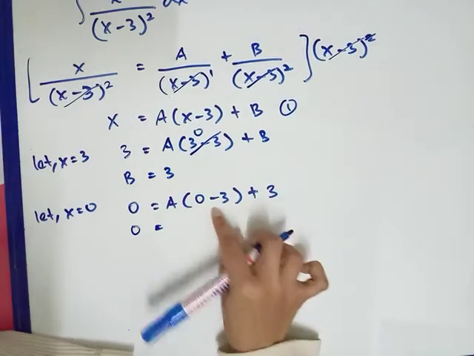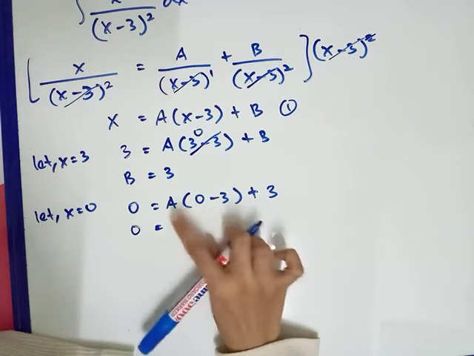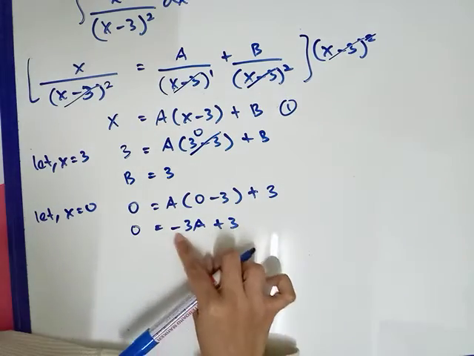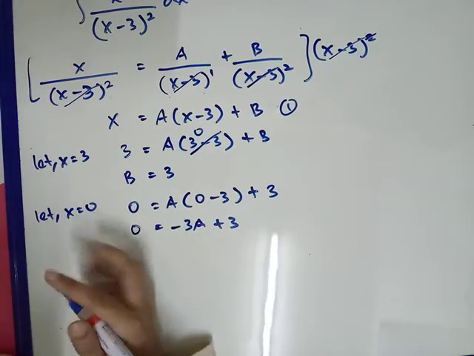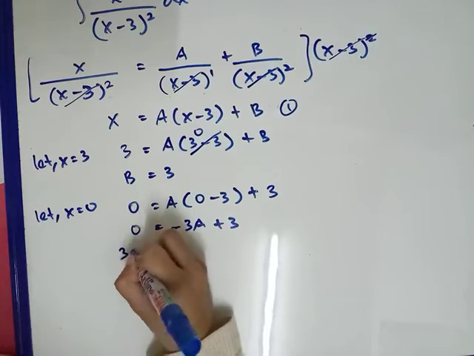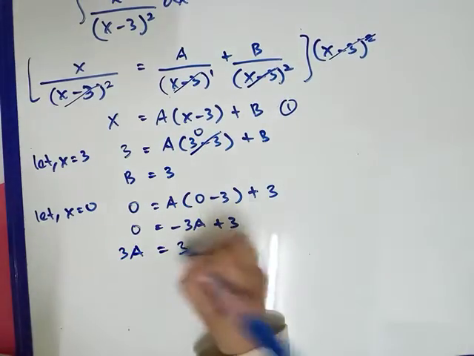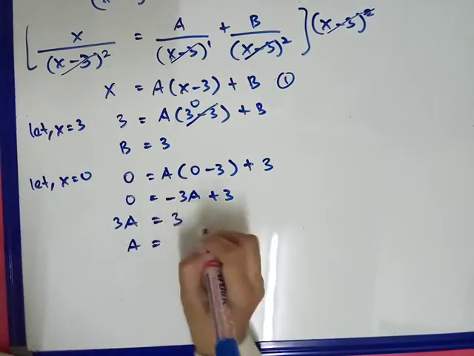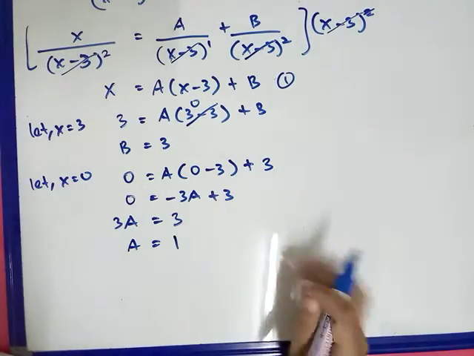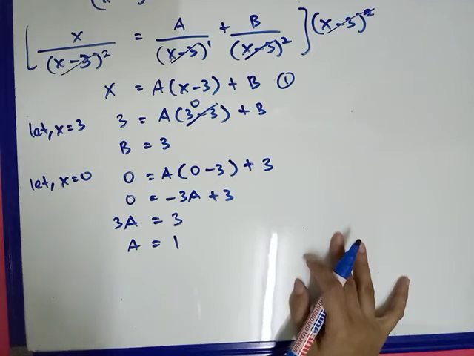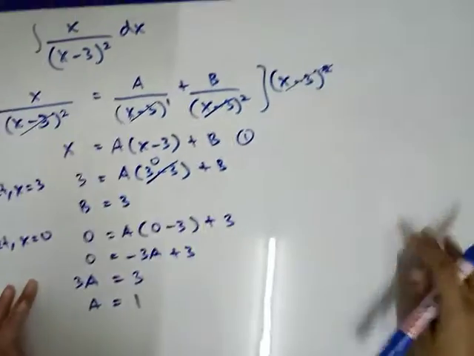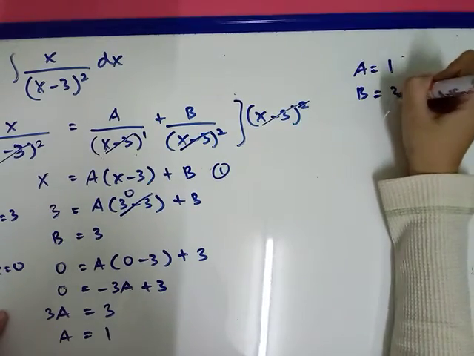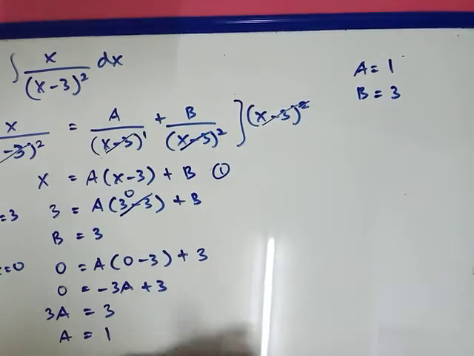And then we can solve. Okay, 0 equals to 0 minus 3, it is negative 3 times a, negative 3a plus 3. So negative 3a, okay, move to the left side. Okay, it will become positive 3a. Alright, and then solve for a. 3 divide 3, you get 1. Okay, so we have done to find the value for a and b. We know that a is 1, b is 3. Okay, ini saya padam nah.